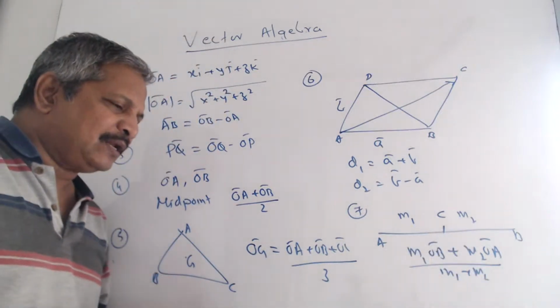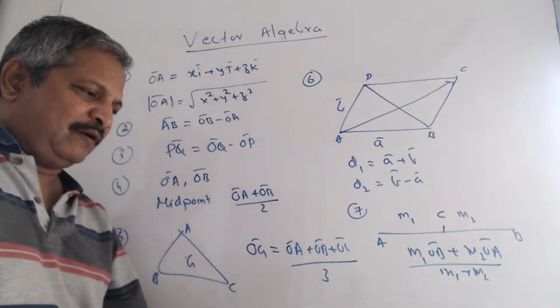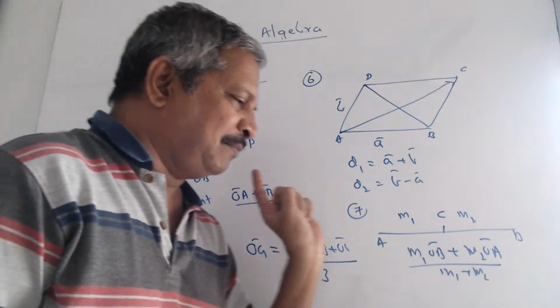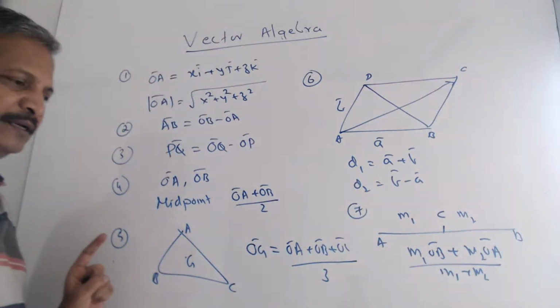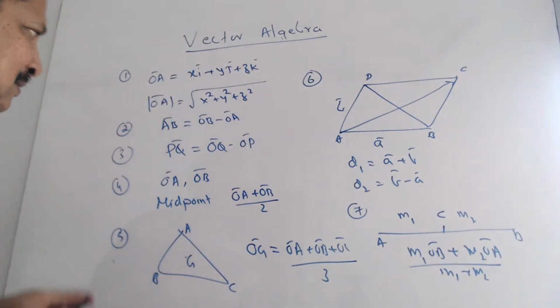I am telling very leisurely because formulas are also important. For the first 15 minutes I will tell only formulas. So, M1 into OB plus M2 into OA by M1 plus M2 for internal division. Externally means here minus will come, here minus will come.